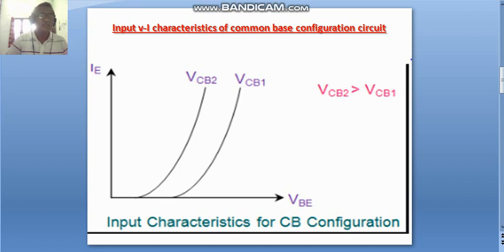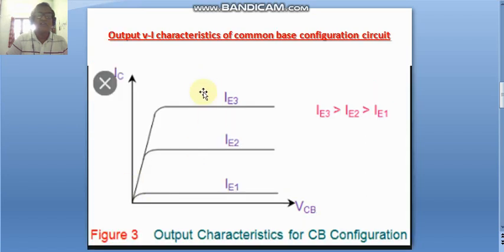We are discussing the output curve of common base configuration. In the output curve, we are taking the value of VCB on the X axis and IC on the Y axis by changing rheostat 2 in the output circuit. VCB is nothing but the voltage in the output. Similarly, IC is nothing but the current in the output.